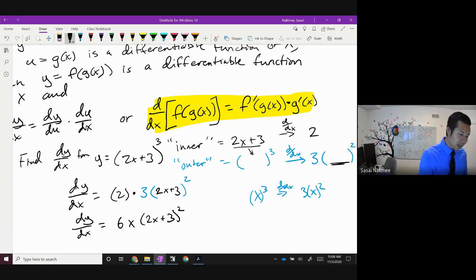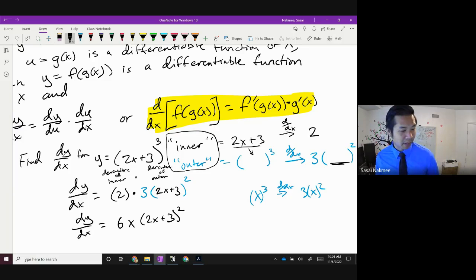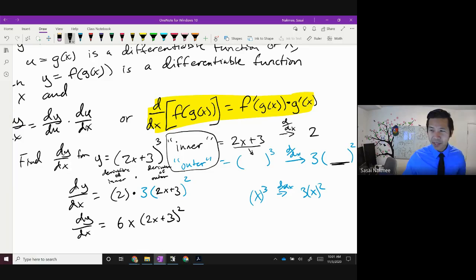But again, the idea is this. When you're taking the derivative of a composite function, you identify what is the inner function and what is the outer function. And then the derivative for that composite function is just the derivative of the inner function, and you multiply that with the derivative of the outer function. So you've got an inner function and an outer function, and you just take the derivative of those guys right there. You guys okay, or is it like, what the heck?